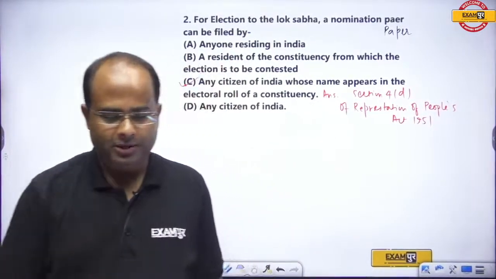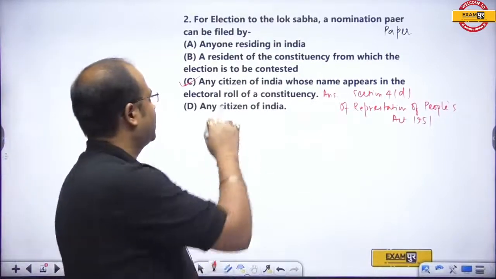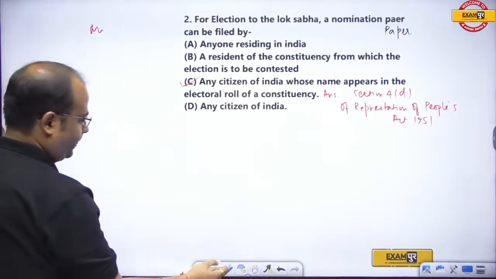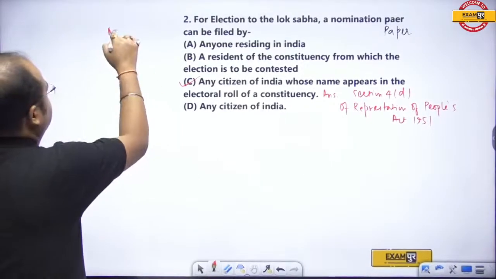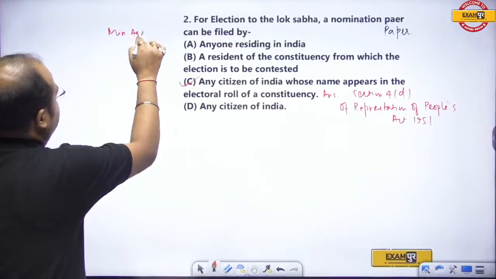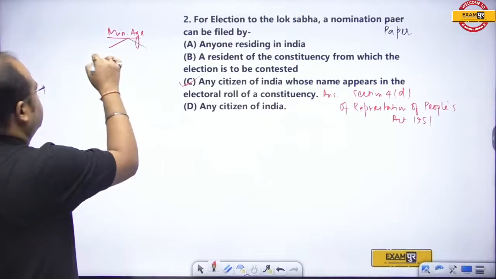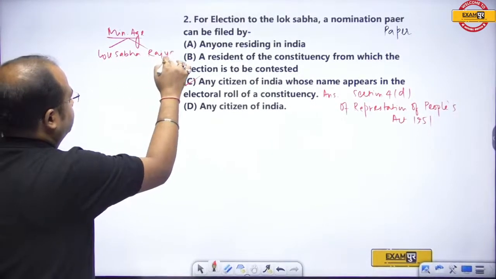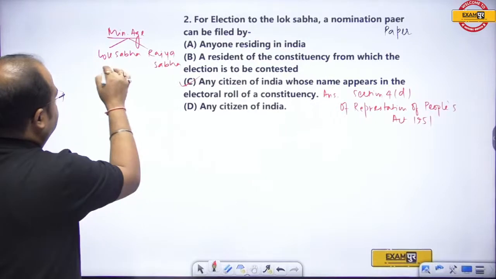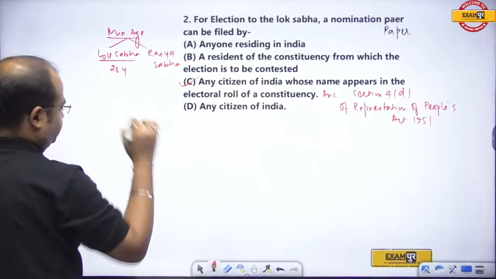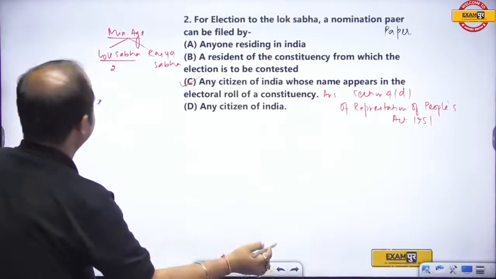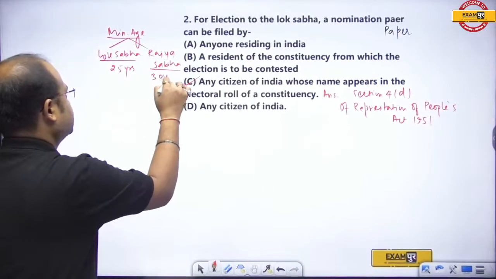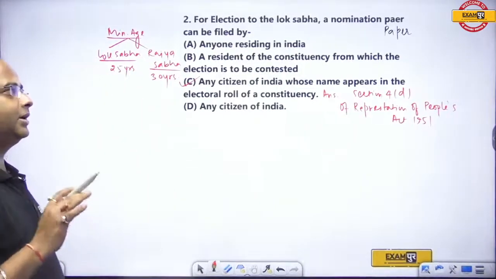And what is the minimum age to contest the Lok Sabha election, guys? Correct answer will be option C. And the minimum age to contest Lok Sabha or Rajya Sabha election, that is 25 years and 30 years respectively. So correct answer will be, guys, option C.